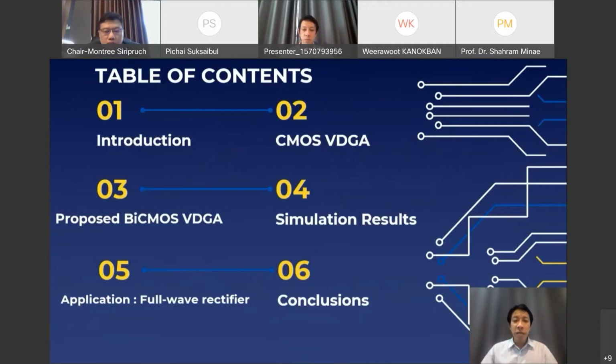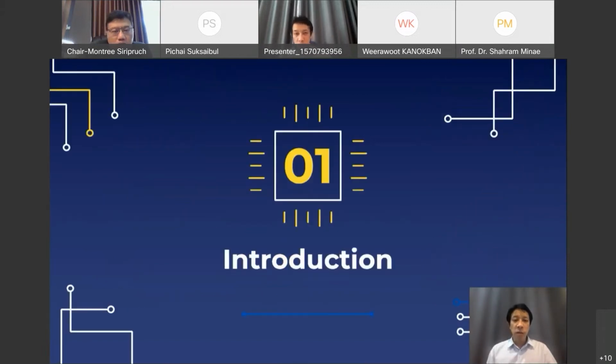The outline of this presentation is divided into 6 parts. The first is the introduction. Section 2 shows the CMOS VDGA. Section 3 shows the proposed bulk-driven CMOS VDGA, and then the performance of the proposed circuit by simulation in section 4. Section 5 shows the application as a full wave rectifier, and last is the conclusion. Section 1 is the introduction.